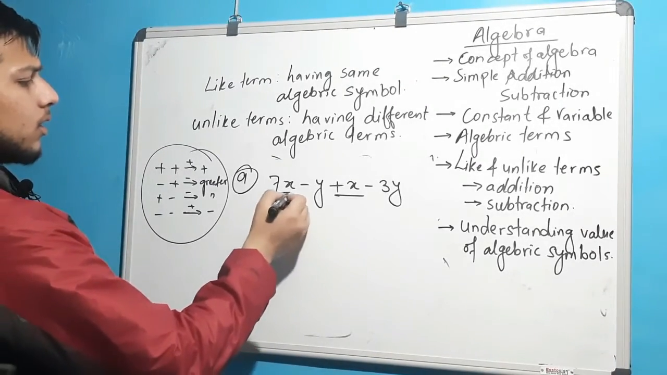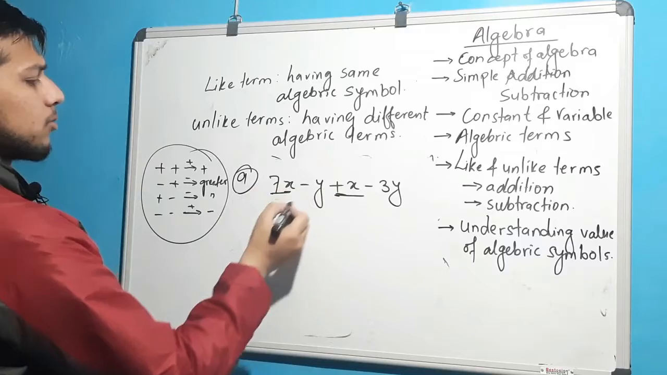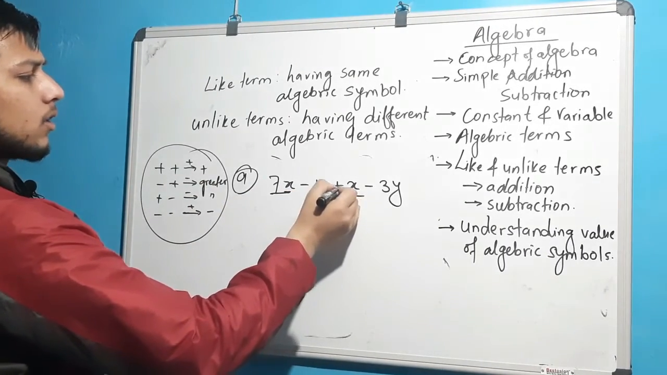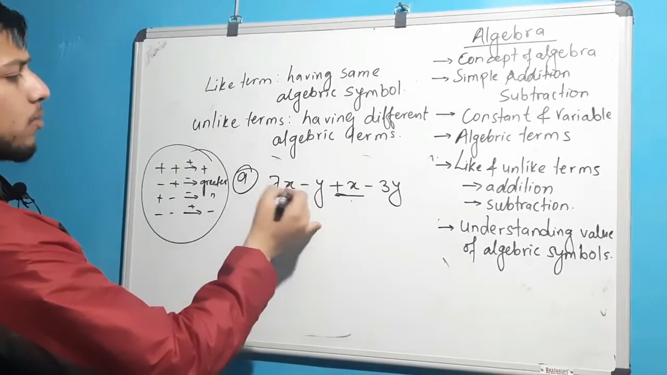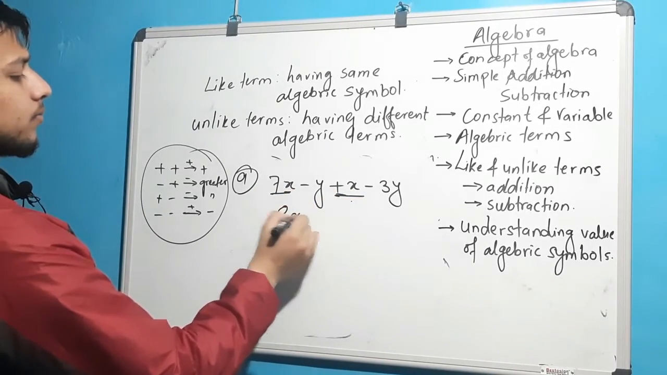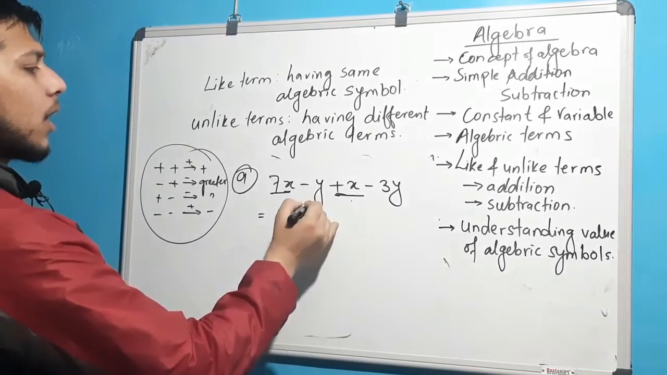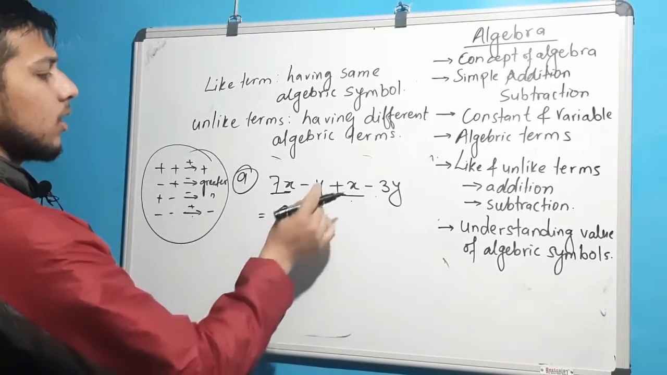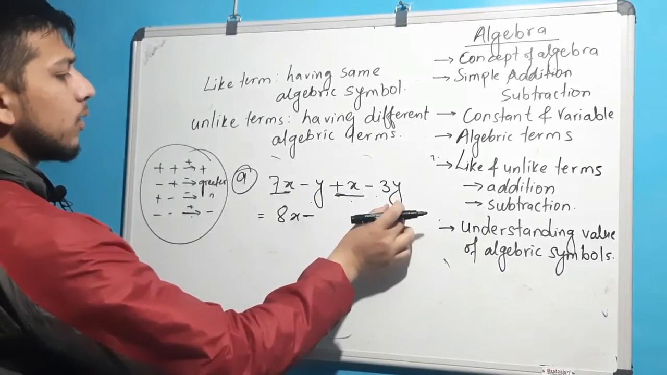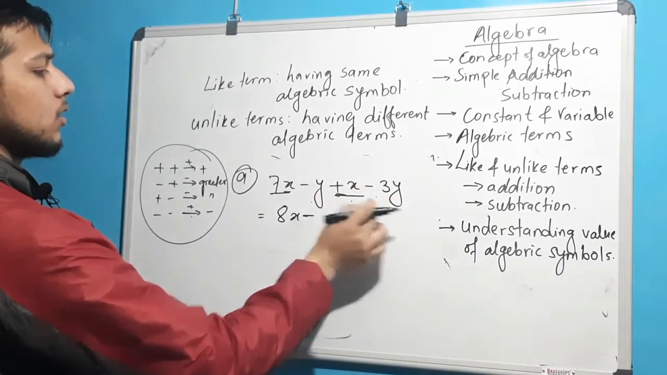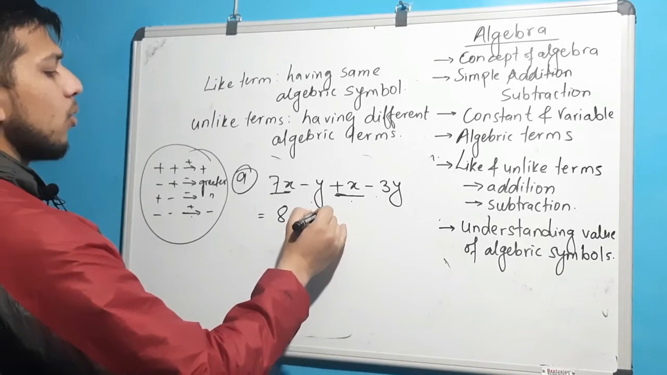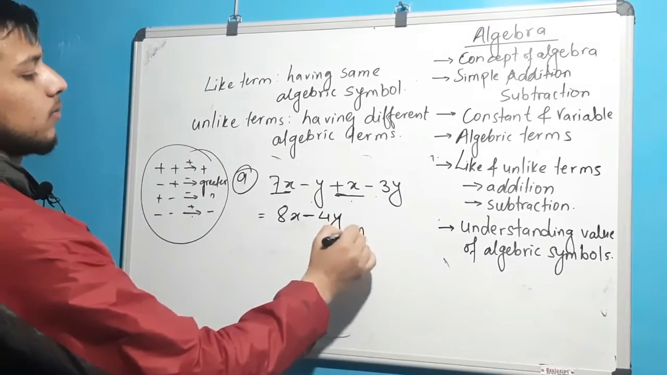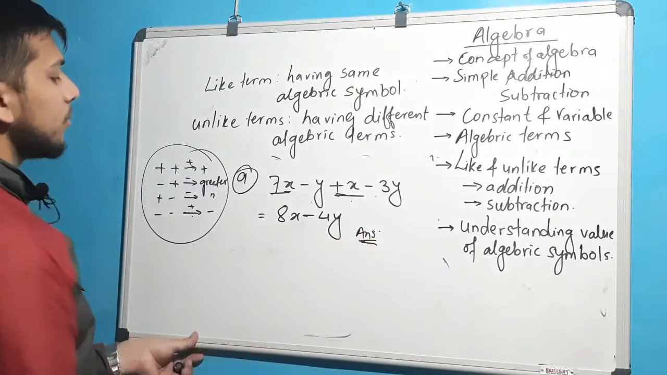Let's see here, this 7x and this x. This is plus plus, so we have to add. This 7x plus this x is, this is 1x, so we have to add 7 plus 1, this is 8x. And this is minus and this minus, minus minus is plus and the sign is minus, so minus sign. Then this is 1y and this is minus 3y. Then minus 1 and minus 3 is plus, then 4y. This is the answer. You should remember this.